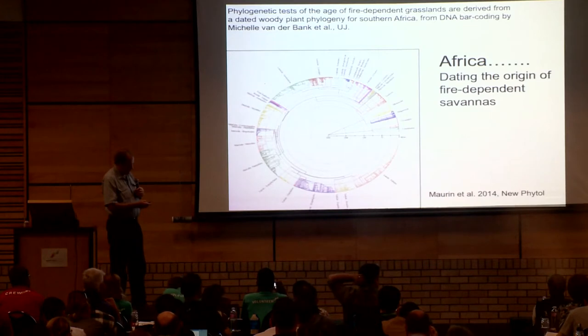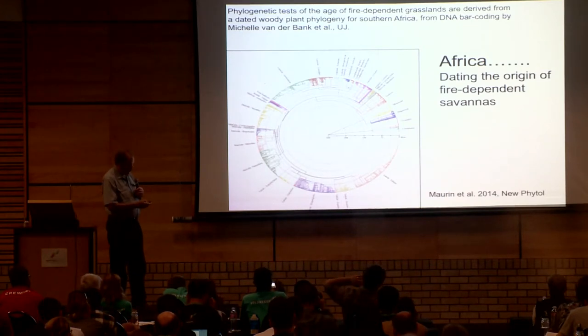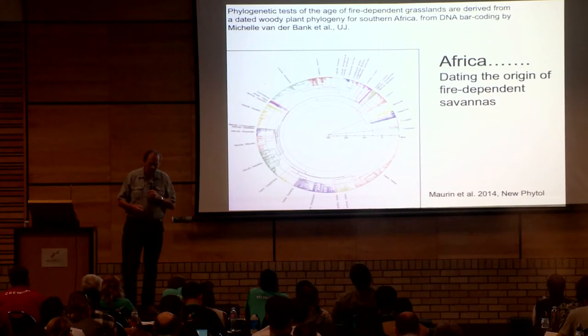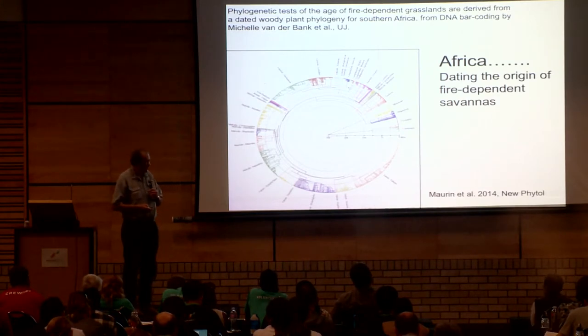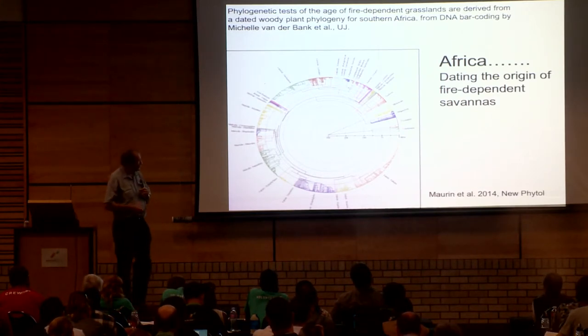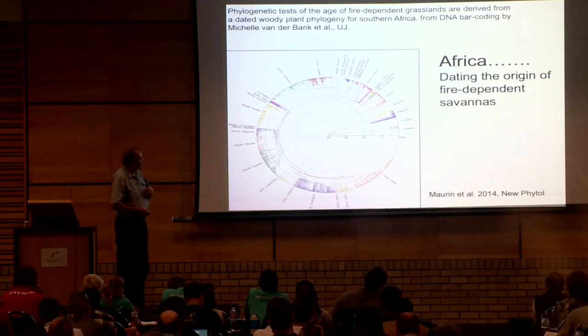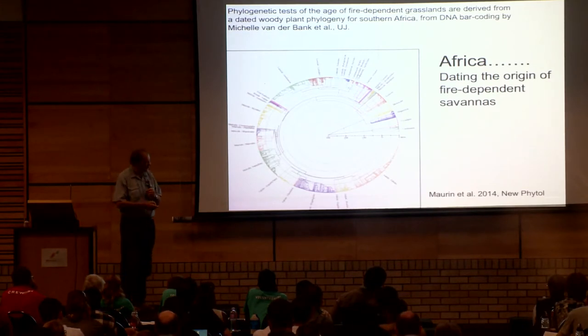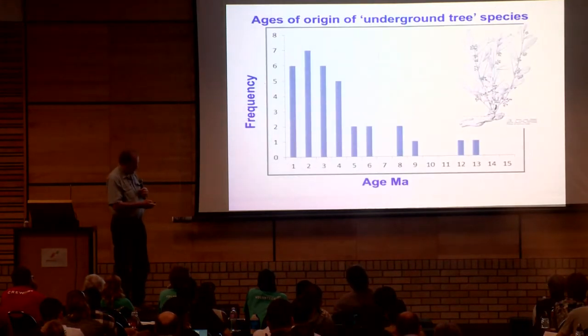So using Jonathan's brilliance, we created these phylogenies from Michelle and her group's DNA barcoding. And the wonderful thing is, if you need more species to bulk it up, depending on your question, you can go out and do it. And from this, we were able to start dating the origin of fire-dependent savannas by looking at the appropriate growth form. And here are the results.